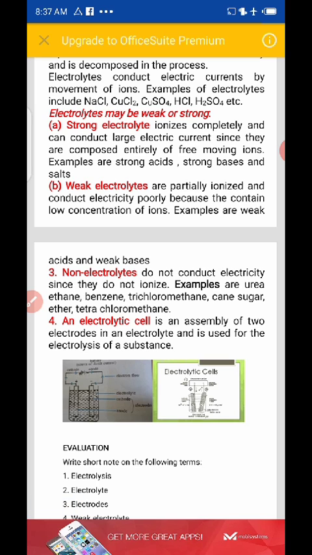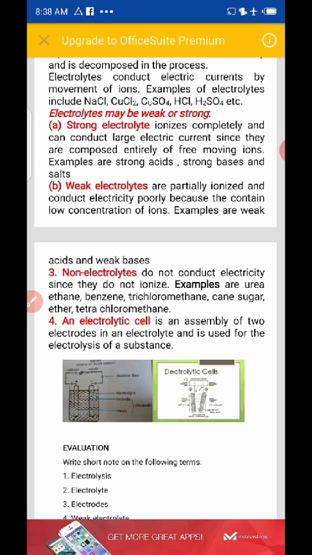So we said that electrolytes, whether in molten or aqueous form, conduct electricity and yet get dissociated or ionized in the process. But non-electrolytes are the substances that do not conduct electricity and do not ionize. Examples are urea, ethane, benzene, trichloromethane, cane sugar, ether, tetrachloromethane, and so on. These are non-electrolytes. They can never conduct electricity and they will never dissociate.